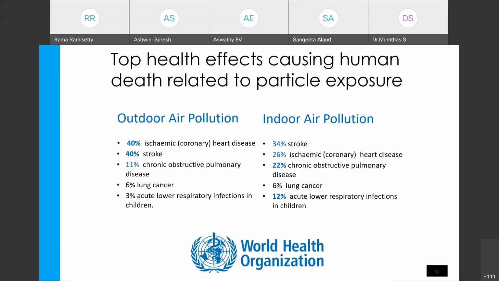If you look at the WHO document, we can see that almost 40% of heart diseases are due to outdoor air pollution, and these are statistics we know very well. In one line, if we can say that both outdoor and indoor air pollution is dangerous, we have to have a mechanism to identify where the pollution is, and a mechanism to control it.